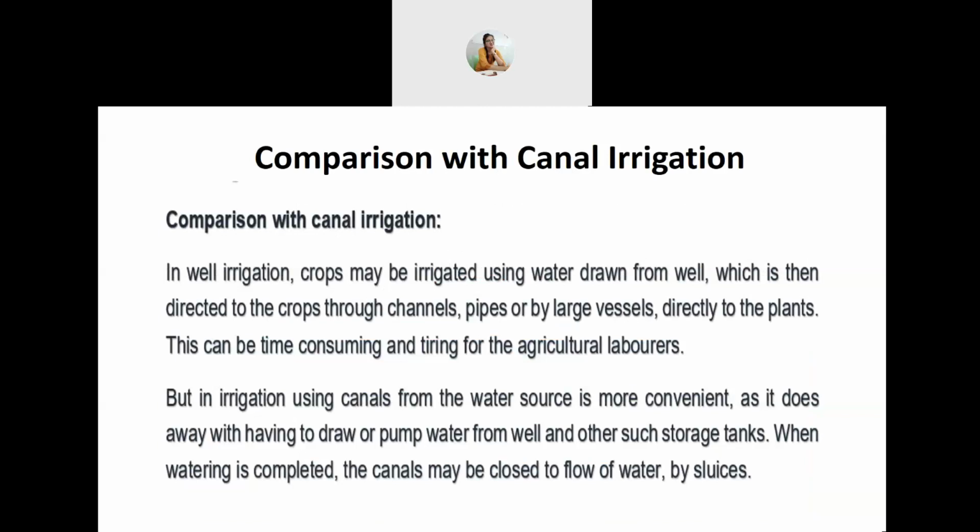But in irrigation using canals, the water source is more convenient as it does away with having to draw or pump water from the well and other such storage tanks. When watering is completed, the canals may be closed to flow of water by sluices. Sluice gates: you can Google image and see about sluice gates.